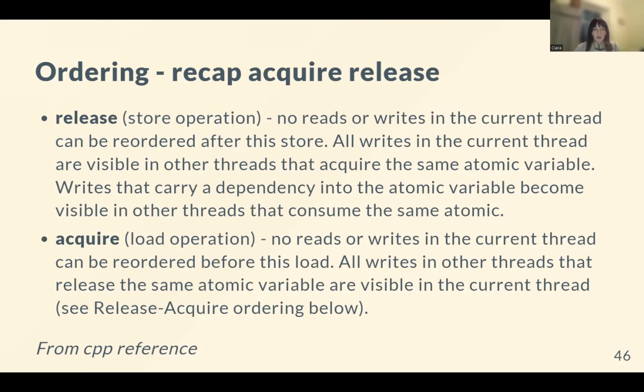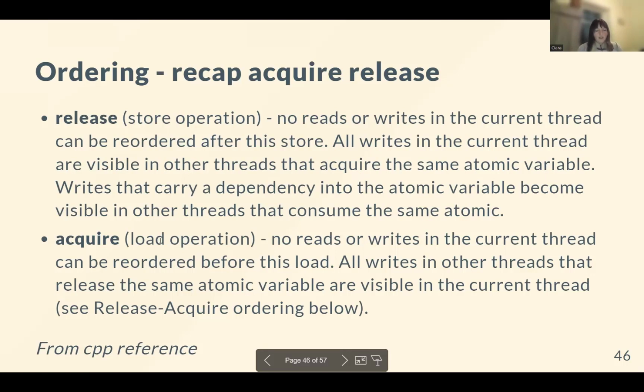Release is something that you would do on a store operation, and that means that no reads or writes in the current thread can be reordered to after this store. So anything that happened before it is going to stay before it. And all writes in the current thread are visible in other threads that acquire the same atomic variable. That means that you're going to be definitely reading the data that you think if you do an acquire on the thing that this is doing a release on.